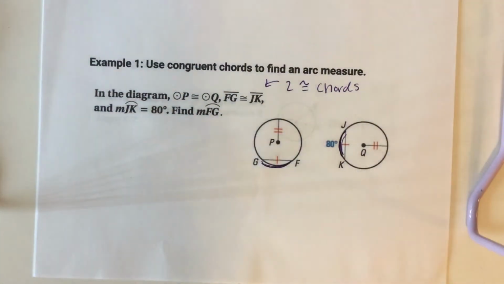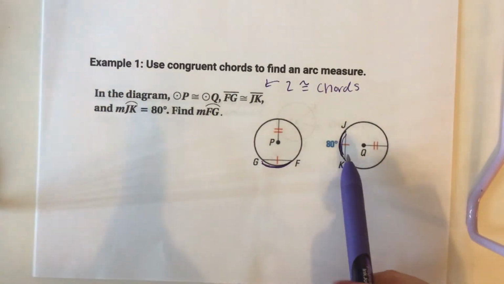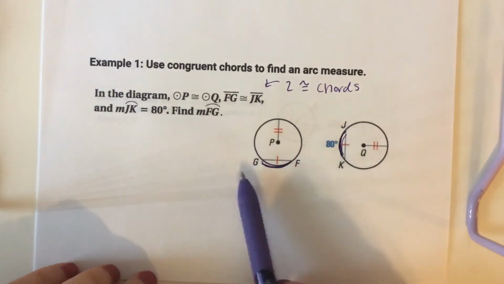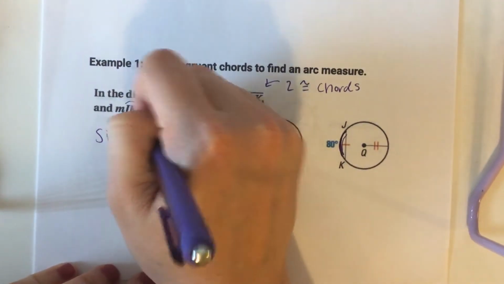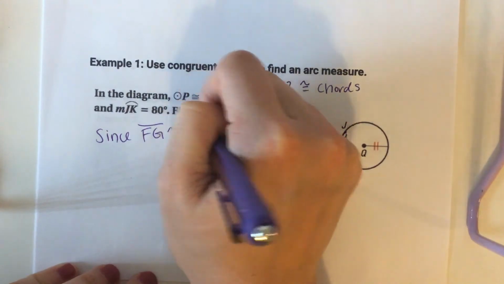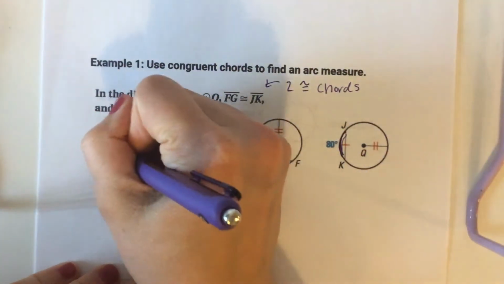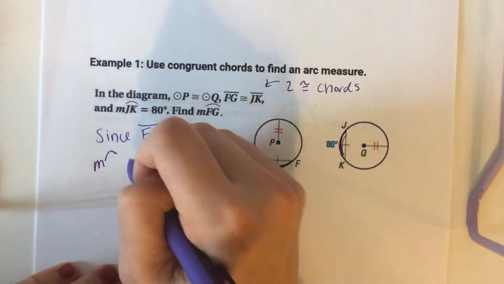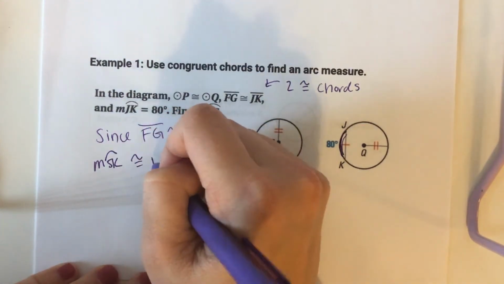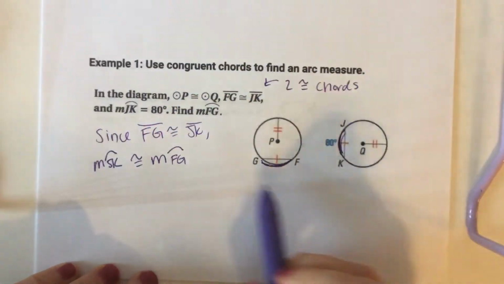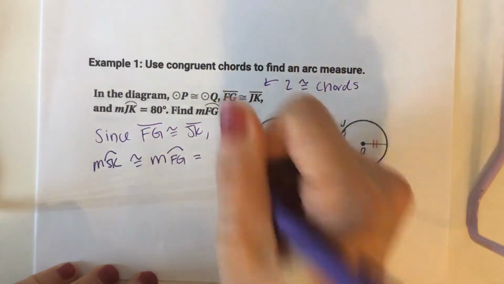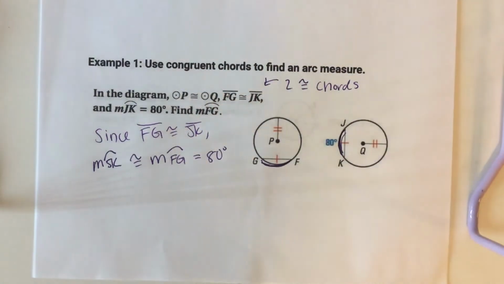Well, our last theorem told us that if we have two congruent chords, we have two congruent arcs. Since FG and JK are congruent, we know that their arcs are going to be congruent, so we know the measure of arc JK is going to be congruent to the measure of arc FG, which means that it also equals 80 degrees. So that's just using that theorem to say, okay, we have two congruent circles, two congruent chords, which means we have two congruent arcs.